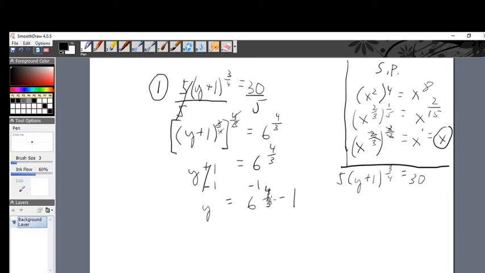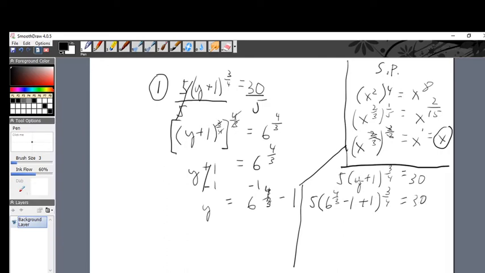Okay, so 5 times (y plus 1) to the 3/4 power is equal to 30. That was the original problem. We now have to replace that one y with 6 to the 4/3 minus 1. Let's do it. Cordon this off so you can see what I'm doing. 5 times, what does y become? Y becomes this: 6 to the 4/3 power minus 1. The plus 1's not going away. Plus 1 inside the parentheses to the 3/4 equals 30.